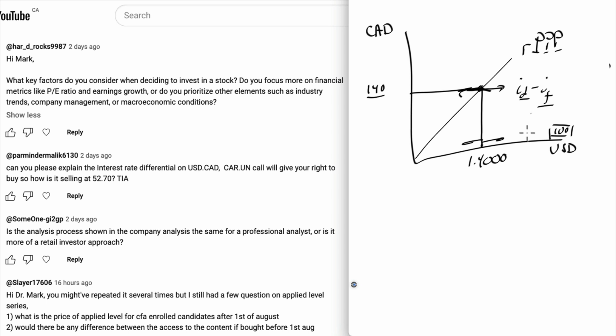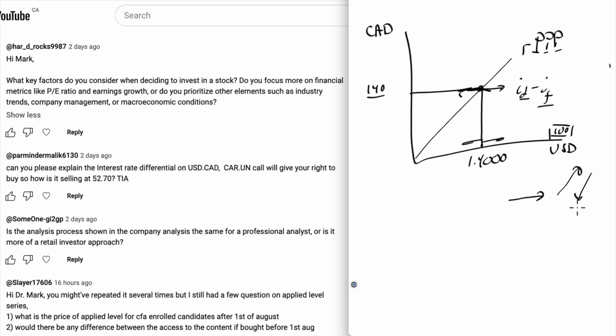So if you expect the differential to widen, the higher yielding currency will strengthen. If you expect the differential to narrow over time, then the higher yielding currency should depreciate over time. So it is the difference in the interest rate differentials.